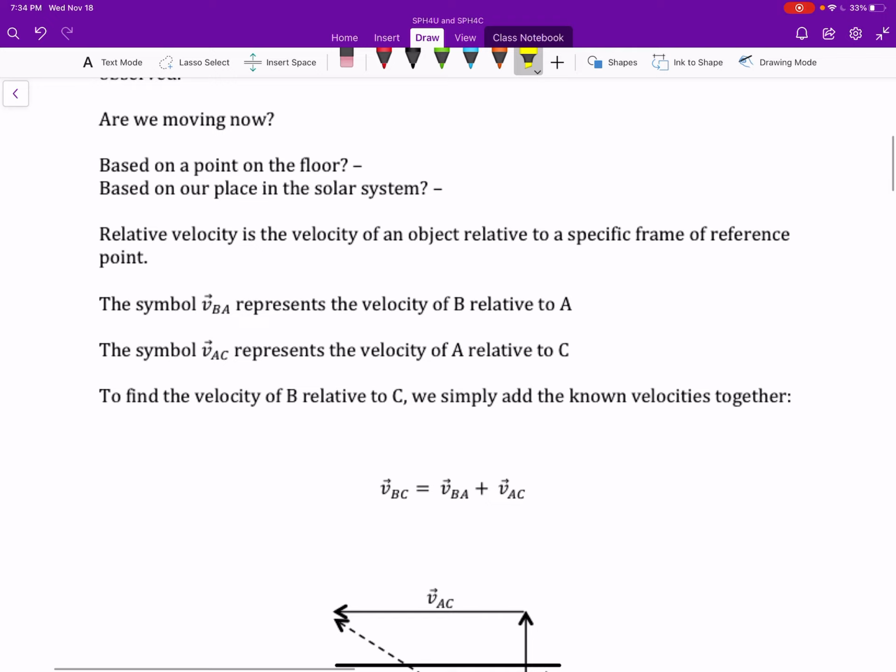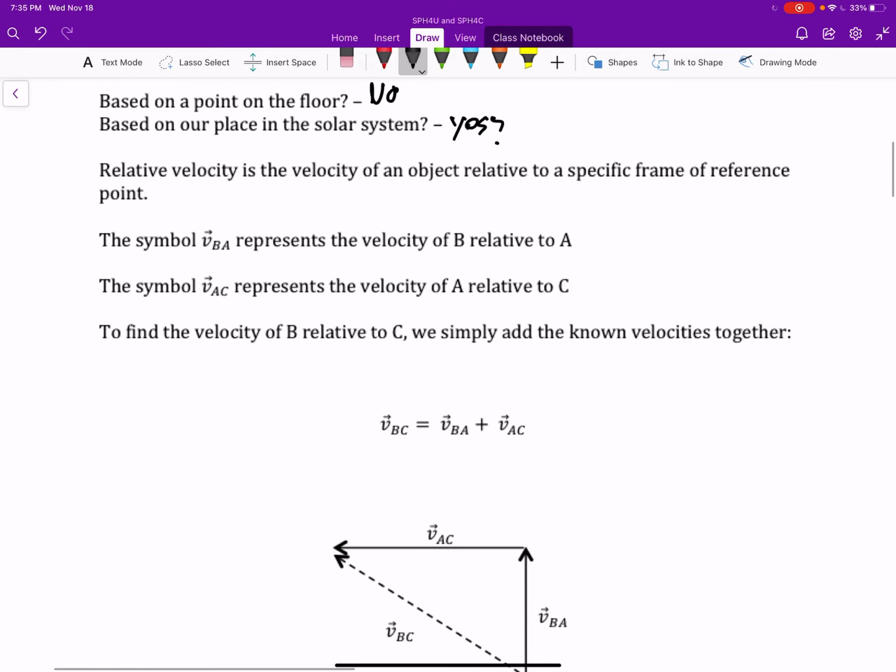So for example, are we moving right now? If you think about where you are sitting while you're watching this video, relative to a point on the floor, are you moving? Or based on your place in the solar system? Relative to the floor, you're probably not moving, you're just sitting there watching this video. But what about in the solar system? Are you moving then? So maybe the answer here is no, but maybe the answer is yes. It all depends on the point of reference, because obviously in the solar system, the Earth is moving around the sun. So depending on where you look, you can say that you're moving.